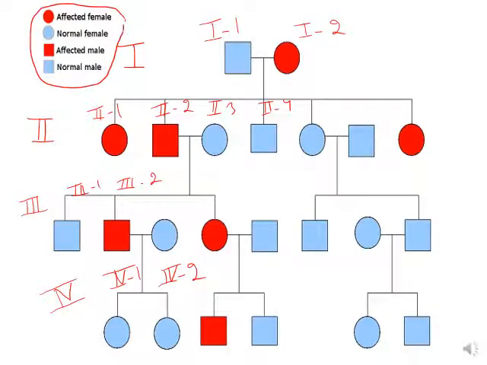It says here, according to a specific trait, the blue circle is for the normal female. So these are normal females, for example. And the square is for the normal male, the blue square, while the red square is for the affected male, and the red circle is for the affected female. So this is the legend that is given.